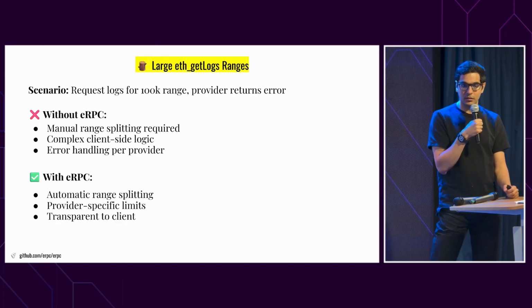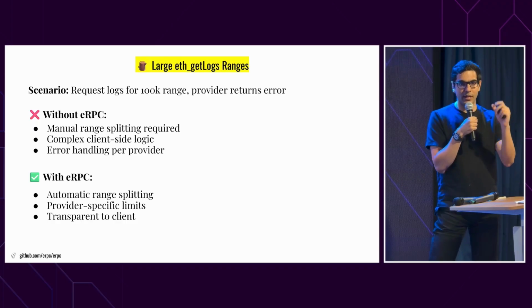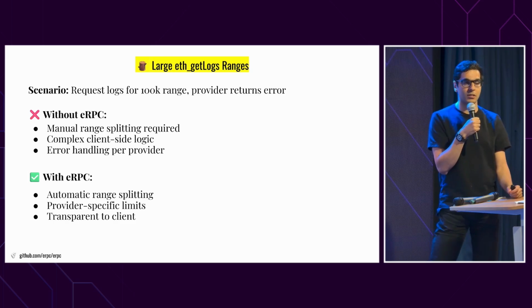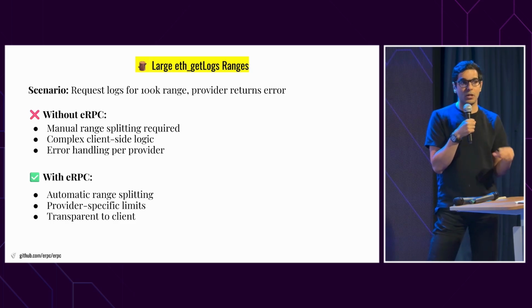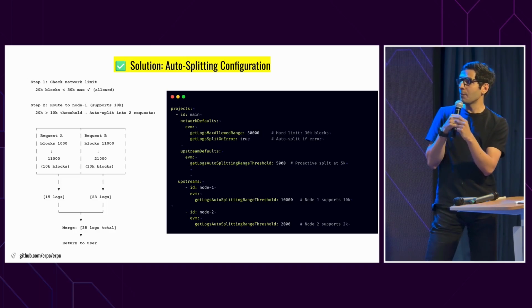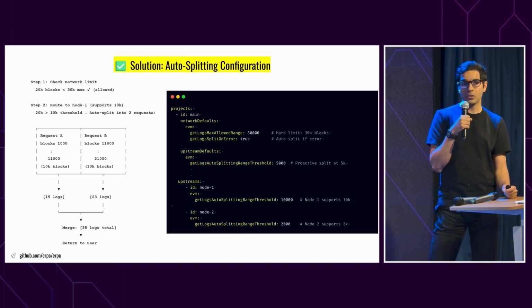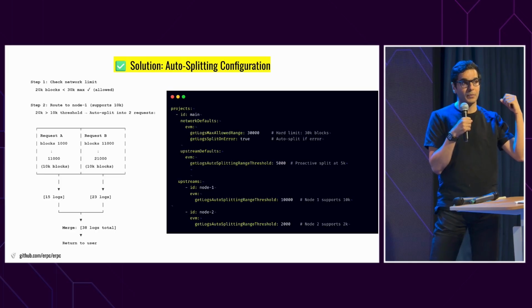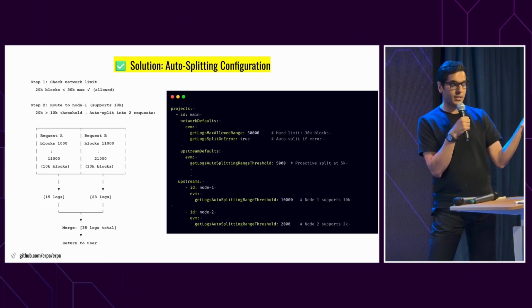And then you need to manually intervene and do something on the client side because not all of them are, let's say, standard. But with eRPC, we do auto log splitting, kind of automatically, so you don't need to worry about it as a developer. And the way it works is, by the way, you can also define a max allowed range in the eRPC config. So you just don't want to stop the abuse of your, let's say, eRPC instance.